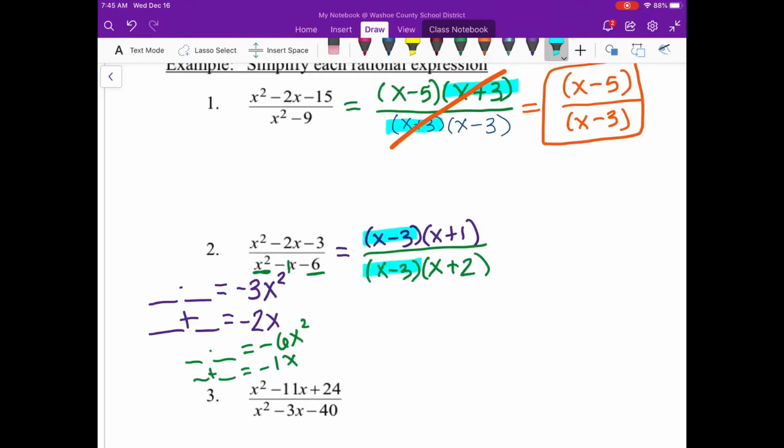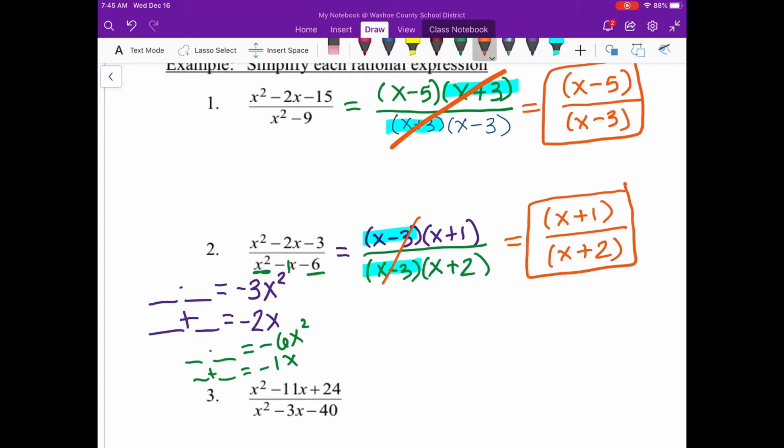So again, looking for what the numerator and denominator have in common, that's what's going to cancel out, leaving x plus 1 in the numerator, x plus 2 in the denominator. And this is my simplified expression.